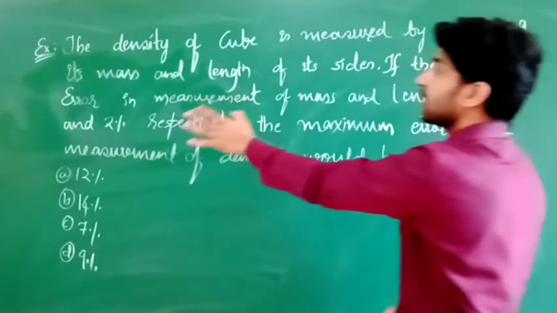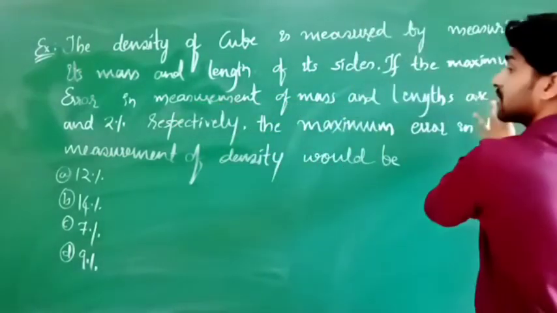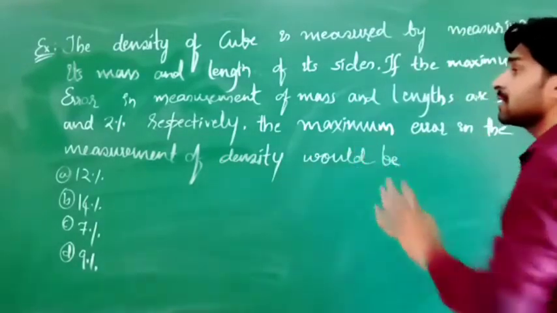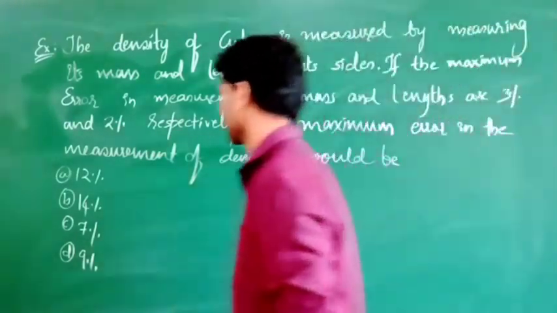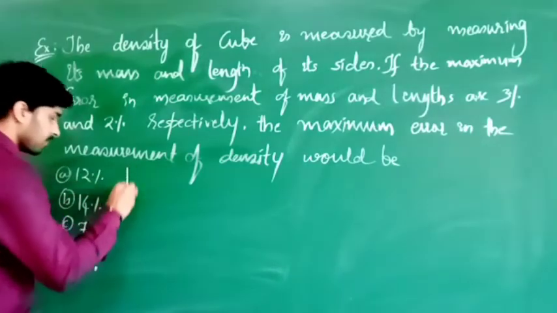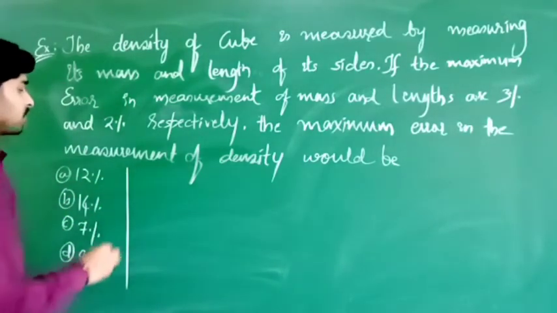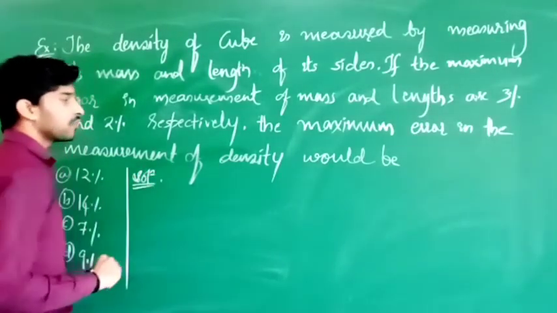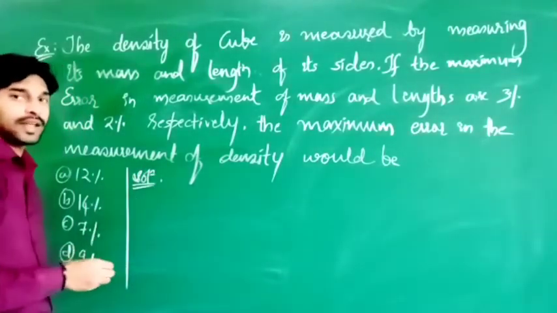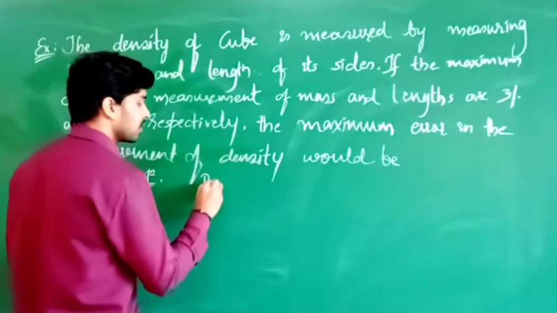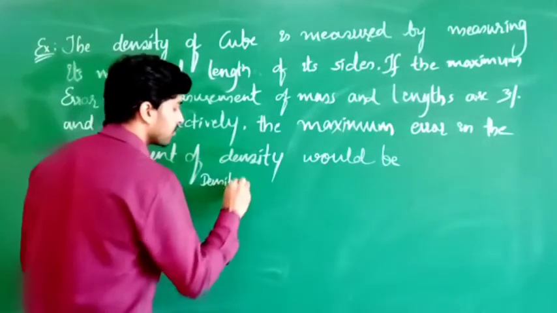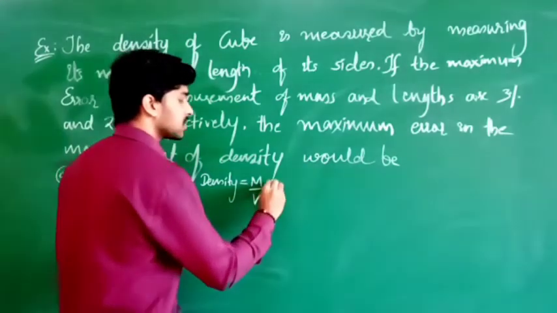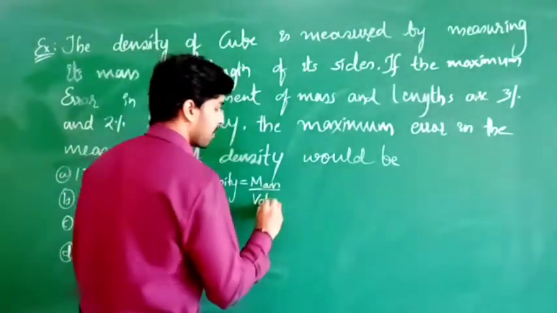If the maximum error in measurement of mass and length are given 3% and 2% respectively, the maximum error in the measurement of density would be. Okay? So first of all, what formula you know for density? Write that formula. What is density formula? Density is nothing but what? Mass divided by volume. Clear? Mass divided by volume.